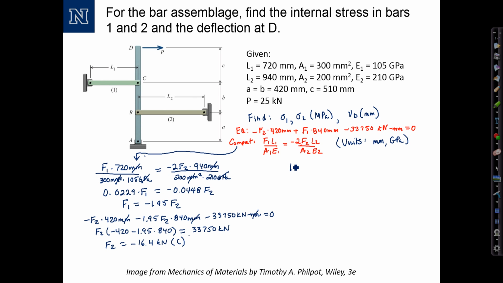Okay, coming back over here, F1 equals negative 1.95 times F2, or negative 16.4 kilonewtons, which is right about 32.0 kilonewtons, and the positive number tells me that it is tension. We carry out the same number of significant digits in both cases.